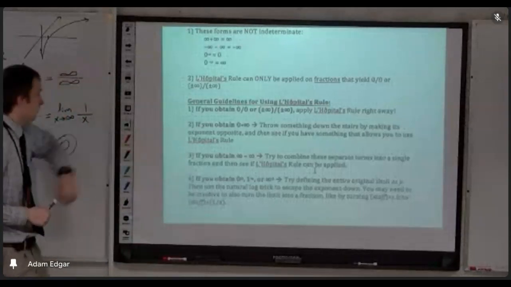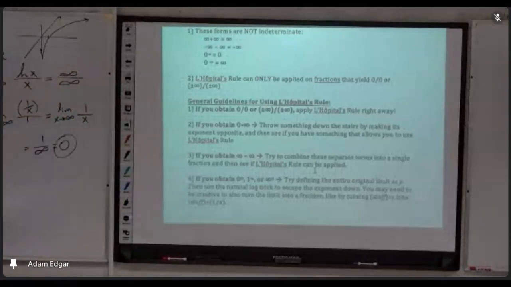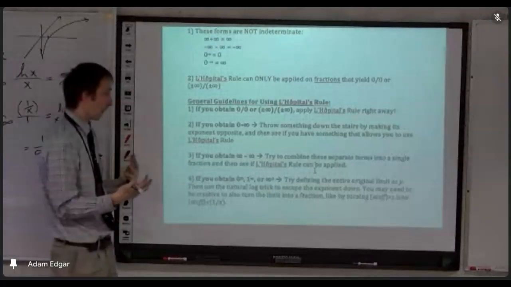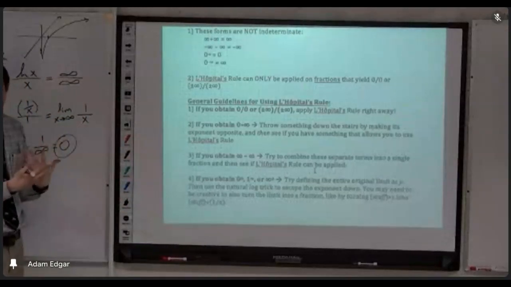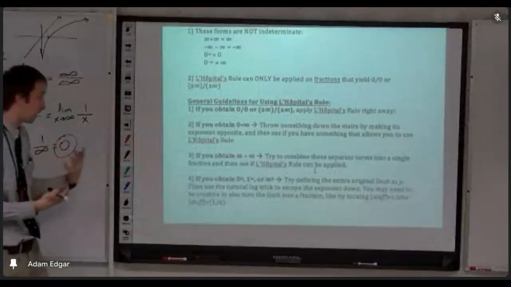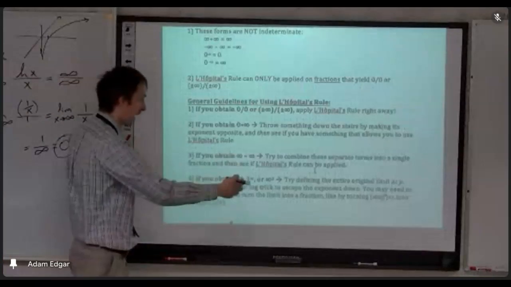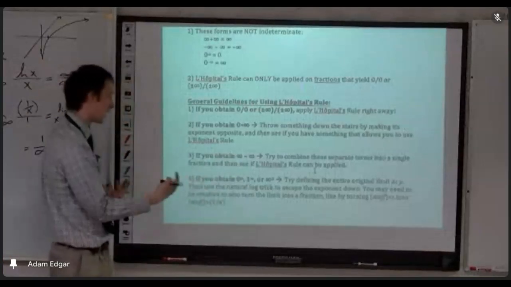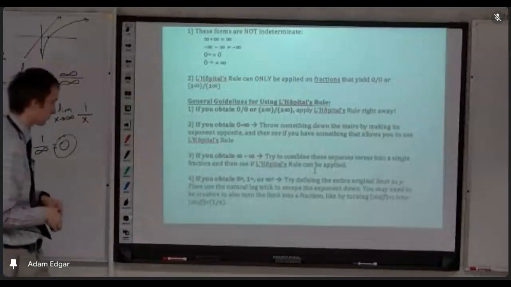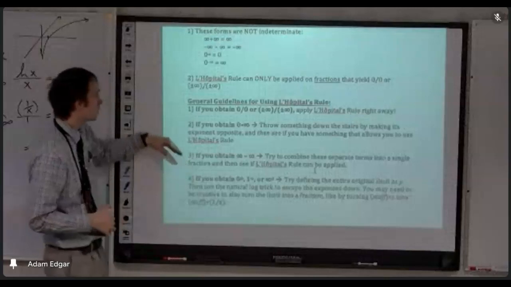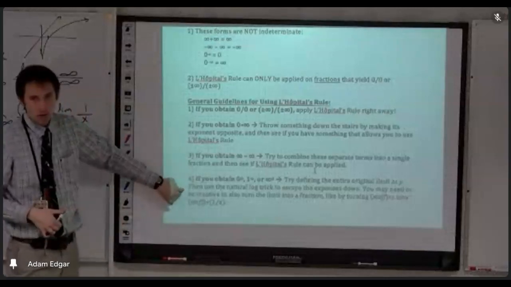If you do infinity minus infinity, that means you have multiple terms. Maybe you can combine them into a single item with a fraction somehow. So often one or both of those terms are fractions. Try to combine them together with a common denominator or something, and then see if L'Hopital's rule works. And we'll see these examples tomorrow.